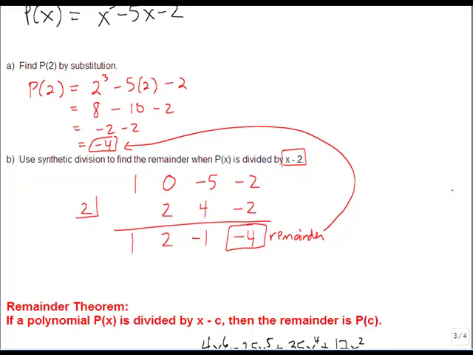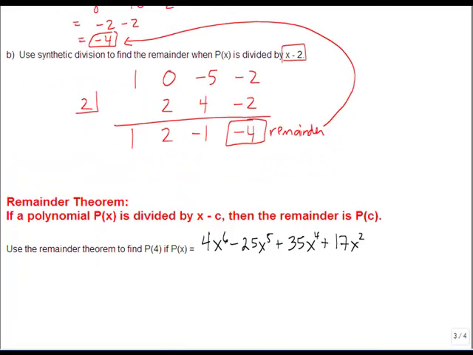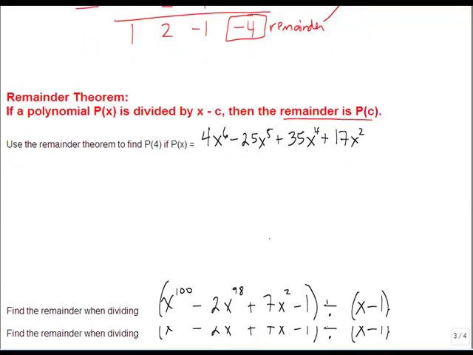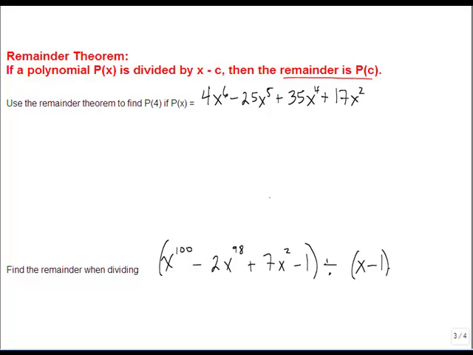So it turns out that this is a very important theorem. It's called the remainder theorem. And what it says is that the remainder that you get when you divide a polynomial by x minus c is the same as substituting c into that polynomial. So the remainder will be the value of p of c. Now this can come in handy in a couple of different ways. So let's take a look at a couple of examples.